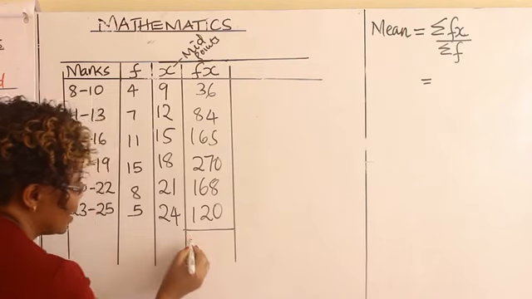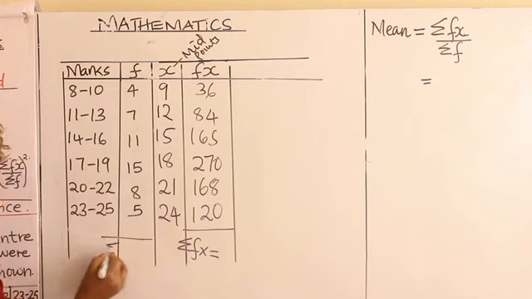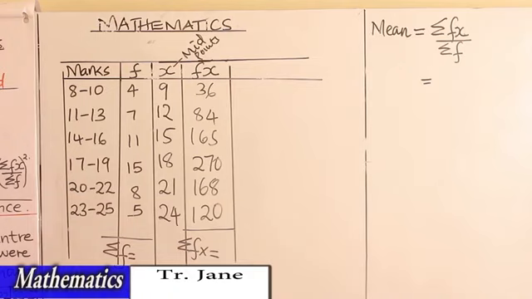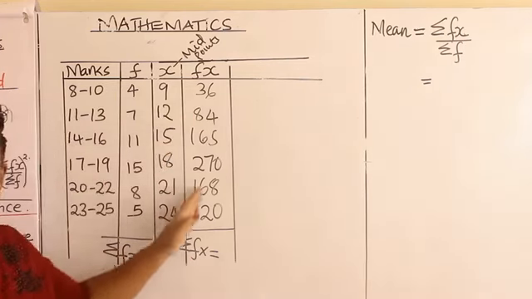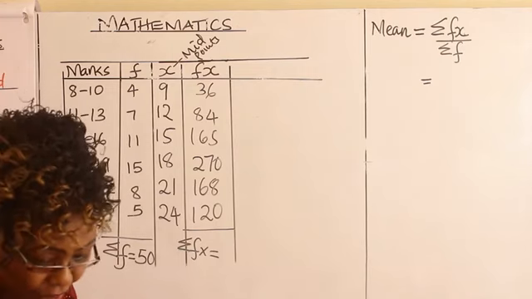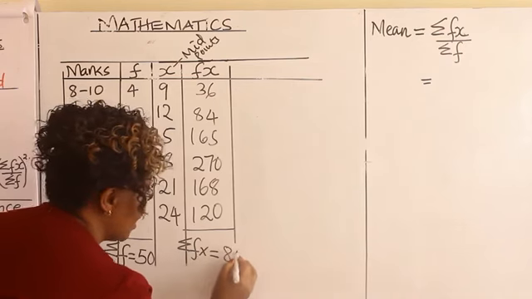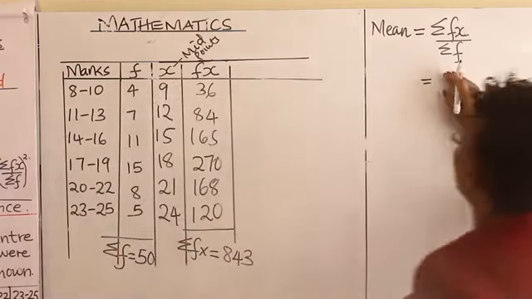You add these, learner, to get the sum of fx, and you also get the sum of f. So what is our sum of f? You add all those, you should get that our sum of f is 50. Then the sum of fx is, you add all these using a calculator, and you should end up with 843.